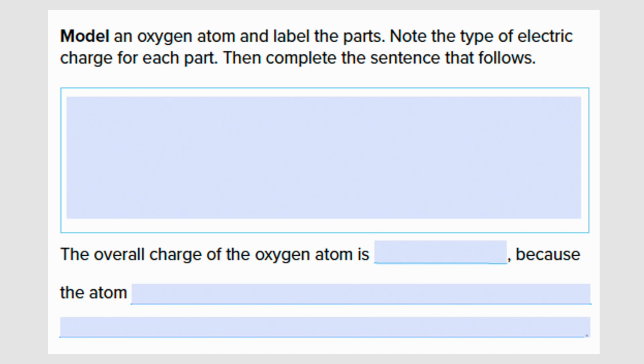So let's model an oxygen atom. So oxygen's symbol is O, and it has an atomic number of 8, indicating that it has 8 protons and has an atomic mass of 16. So remember, your atomic mass is the protons plus the neutrons. So inside of the nucleus, we are going to have a grand total of 16 particles.